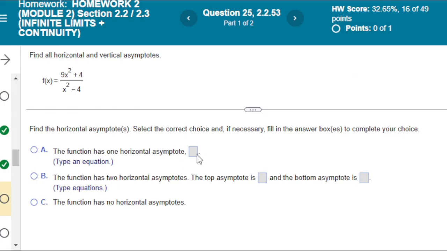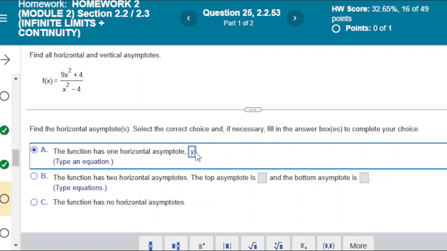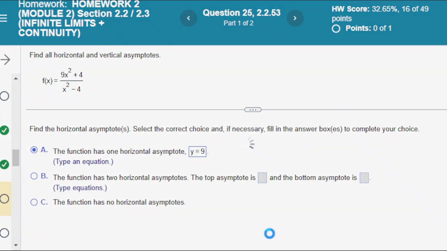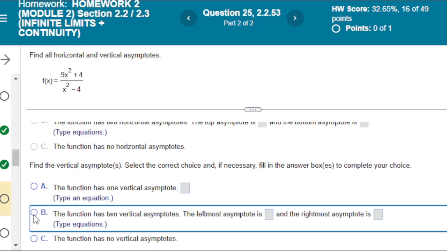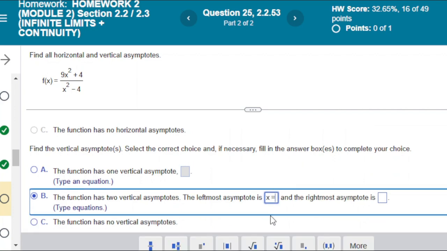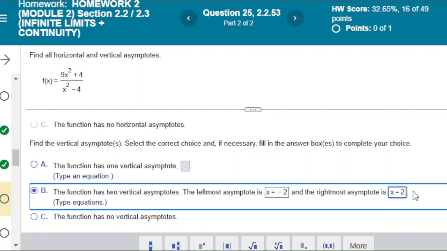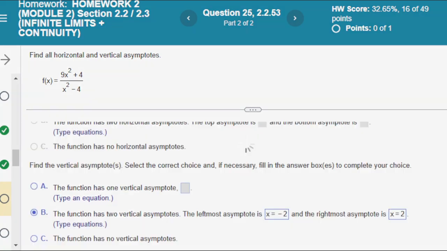So let's type it in. It has one horizontal asymptote, y equals 9. And it has two vertical asymptotes. So what we're going to do right here is not do part A. We're going to put B here. It has two vertical asymptotes. The leftmost asymptote is x equals negative 2. And the rightmost vertical asymptote is x equals 2. And again, it says type equation. So make sure to not just put negative 2 and 2.